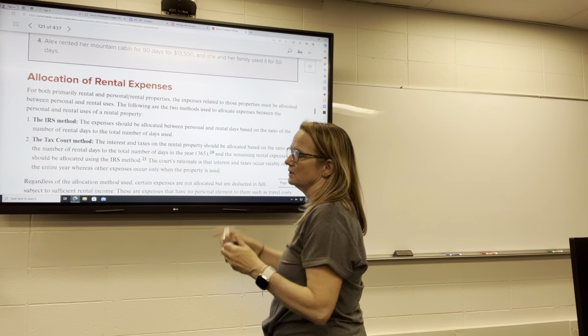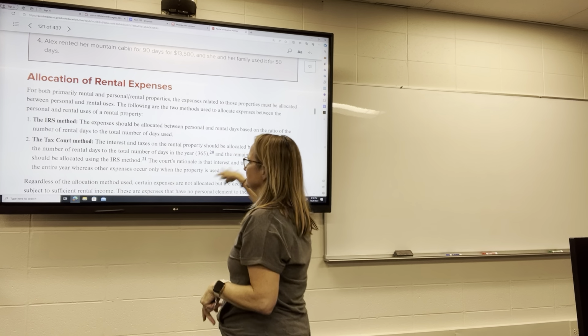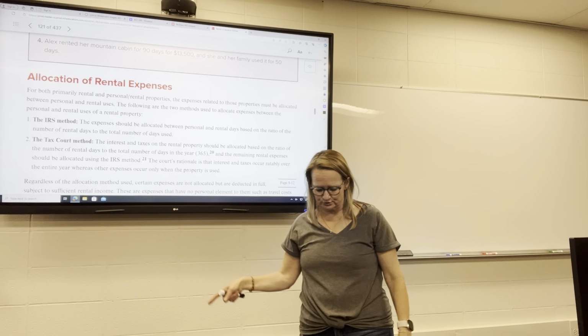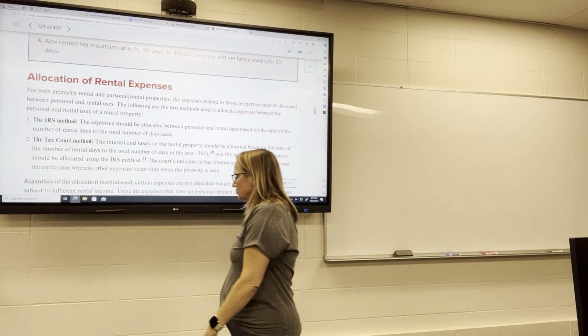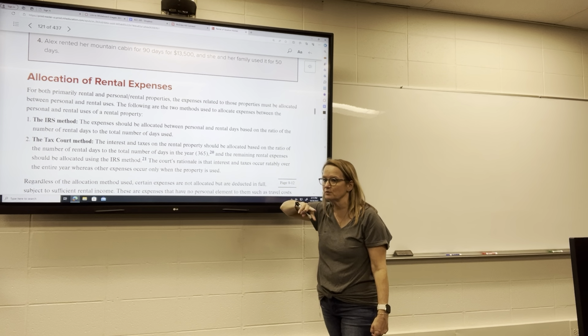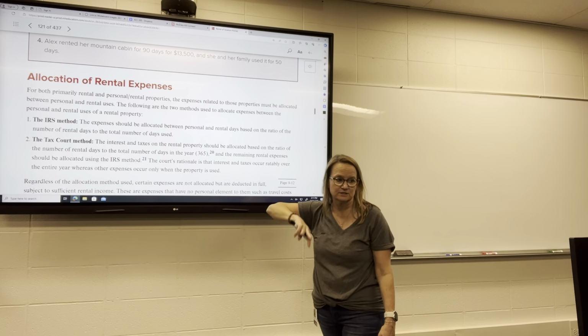So, allocation of rental expenses. Actually, okay, step back. We're still talking about the rental slash personal section. When it's a personal slash rental property, there are two different ways to allocate expenses between personal use and rental use.